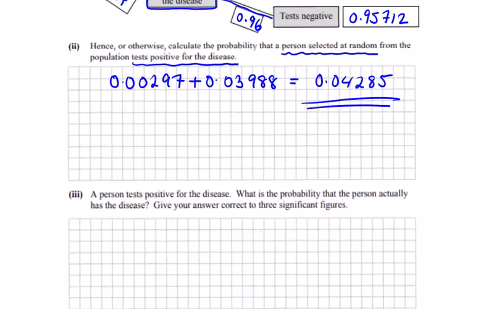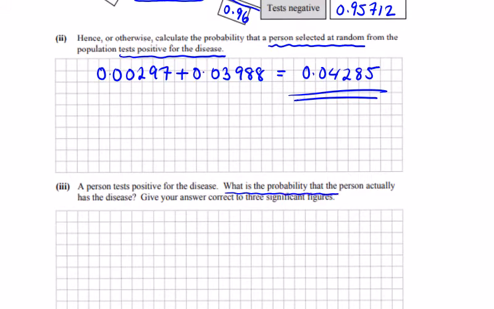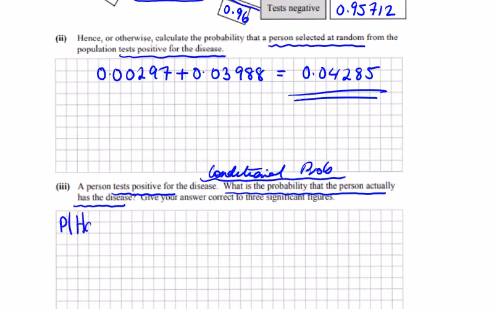Part 3. A person tests positive for the disease. What's the probability that they actually have the disease? So they test positive, most probably they have it. So this is conditional probability here. The probability they have the disease, given they've tested positive.